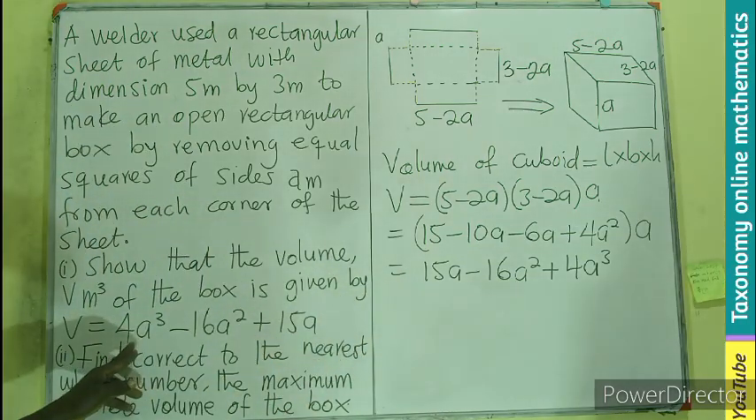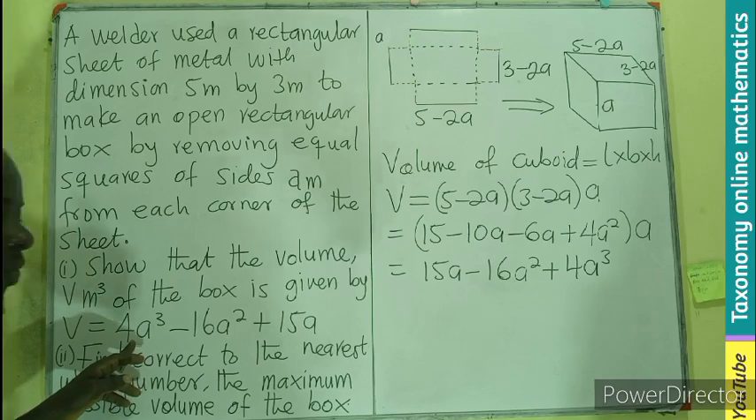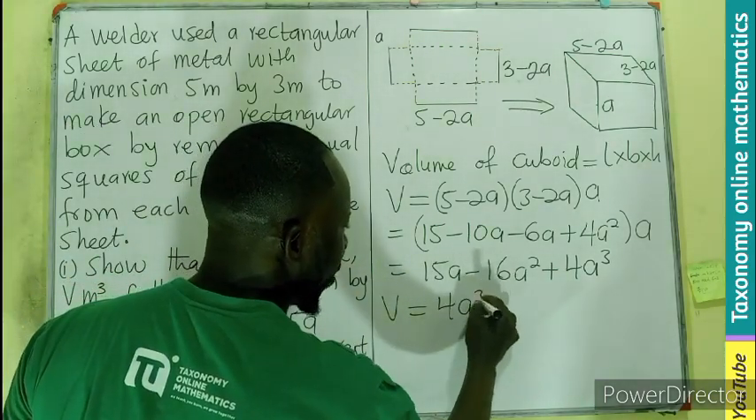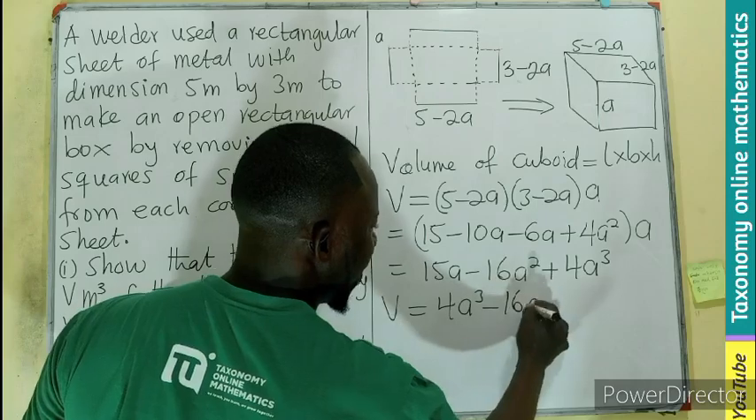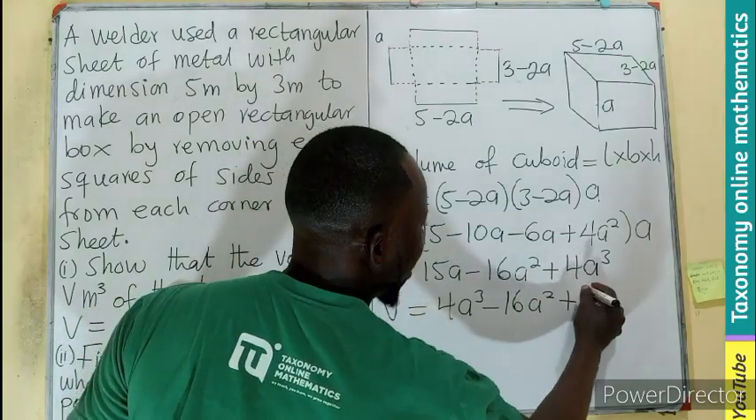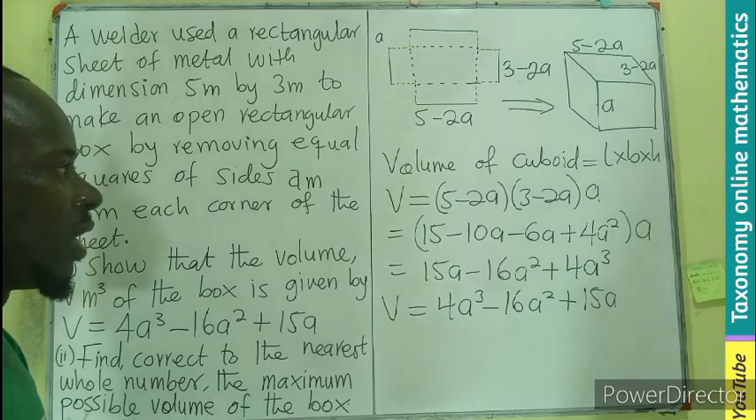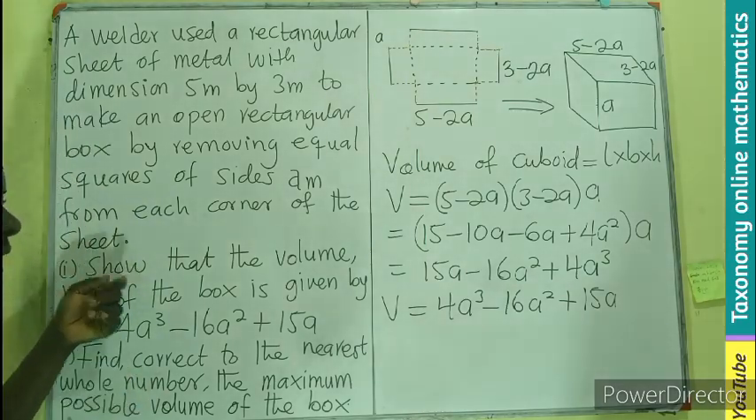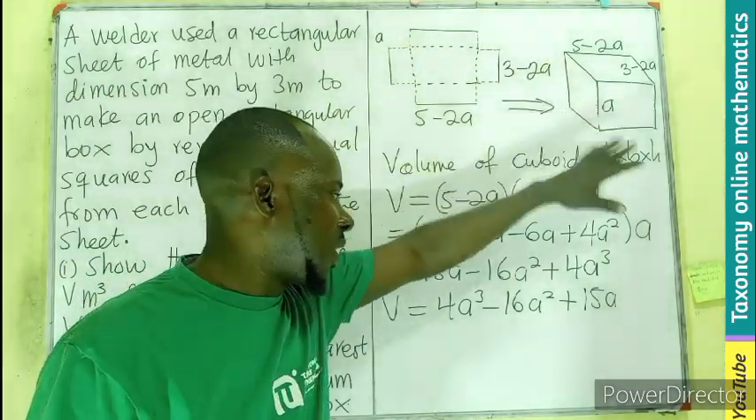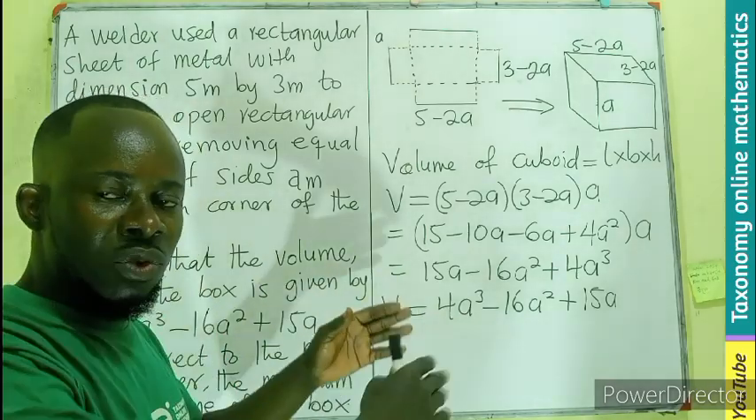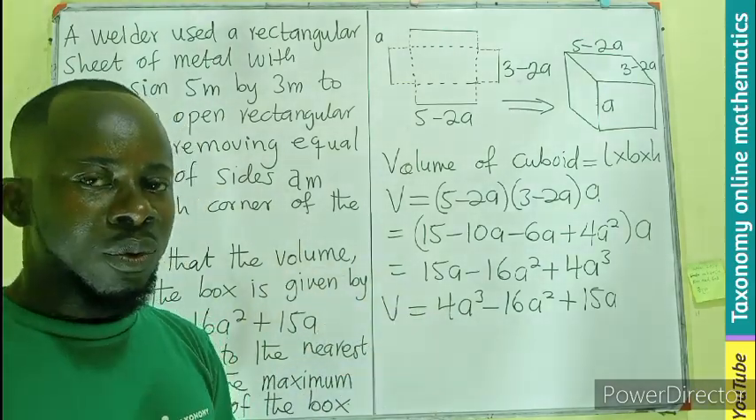And we are asked to rearrange it in increasing order of the variable. So V will be equal to 4a cubed minus 16a squared plus 15a, just like we were asked to prove. So we are showing that the volume of this is going to give us this. And I guess the process leading to this is understood by you.